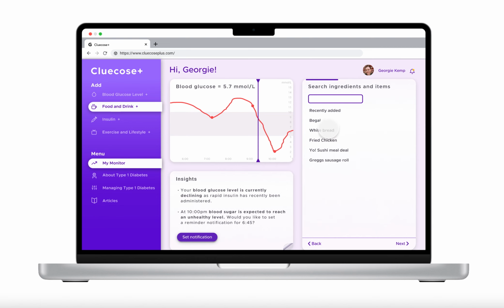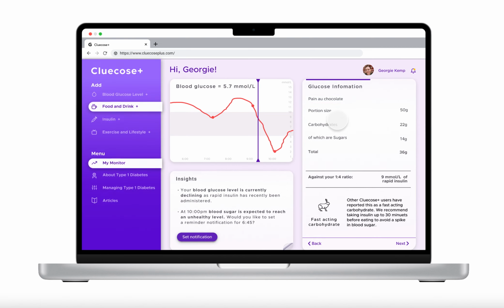So if I was to input food, and it might be a pain au chocolat, it will tell you how many carbohydrates are in it. Also, I found from my user testing, many diabetics don't know if it's a fast-acting carbohydrate or a slow-acting carbohydrate, which will change how early they need to administer medicine or insulin. So this would tell them it's a fast-acting carbohydrate, so it would suggest taking insulin 30 minutes before to avoid spikes in blood glucose levels.